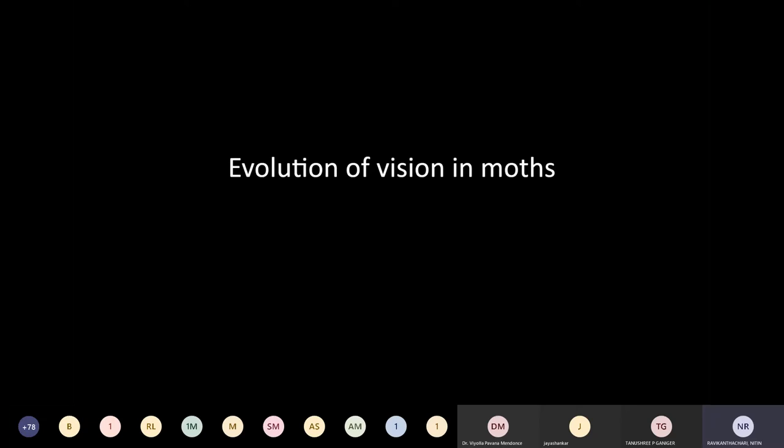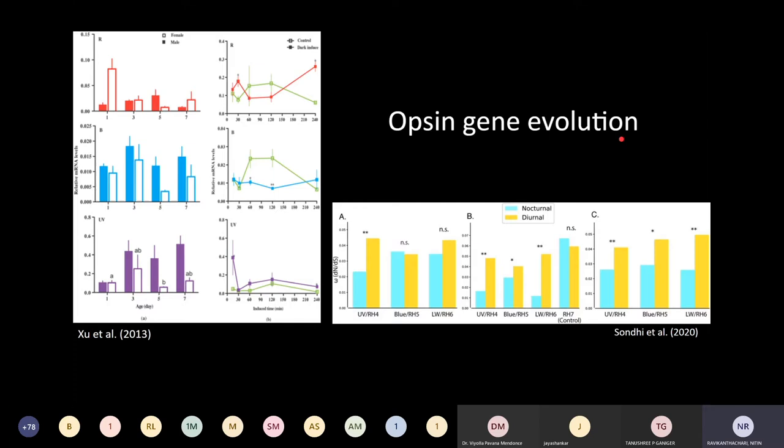So when people started looking at how the evolution of these genes has occurred, they found this. The basic unit of a visual gene is known as an opsin gene. So opsin is the one which is expressed when light hits your receptor. And this one is actually by an Indian, Yash Sondhi, who is a friend of mine and who's also a very active moderator and member of Moths of India. So he has recently published this.